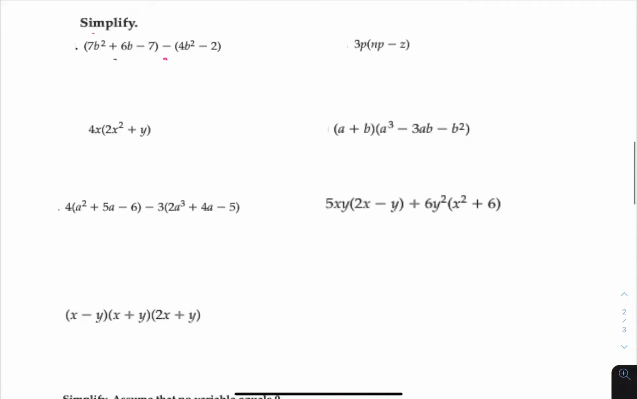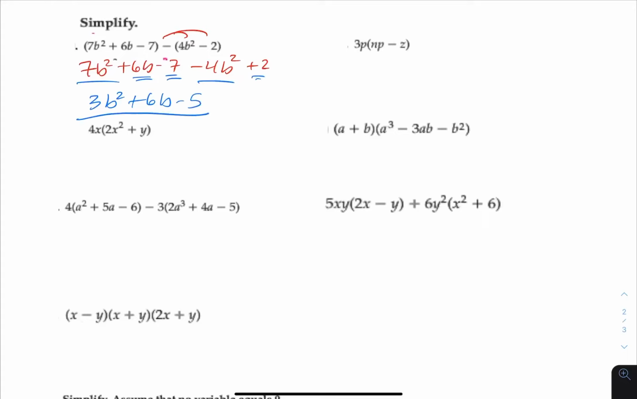Moving on, more simplifying. So what I'm going to do here is just distribute the negative, see what happens. 7b squared plus 6b minus 7 minus 4b squared plus 2. The negative now makes it positive. Then we add like terms. b squared gives me 3b squared. Just b gets me plus 6b. And then adding the constants gets me negative 5.